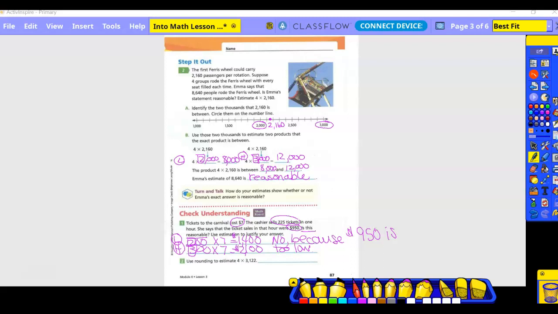Number 2, use rounding to estimate 4 times 3,122. So I'm going to keep the 4 because it's a single digit, right? No need to change it. Times, am I going to take that times 3,000 or 4,000? 3,000 because it's closer to that than 4. Okay. I'm going to put the 3 in a box. 3 times 4 is 12, and then add 3 zeros. So 12,000 is my estimate.